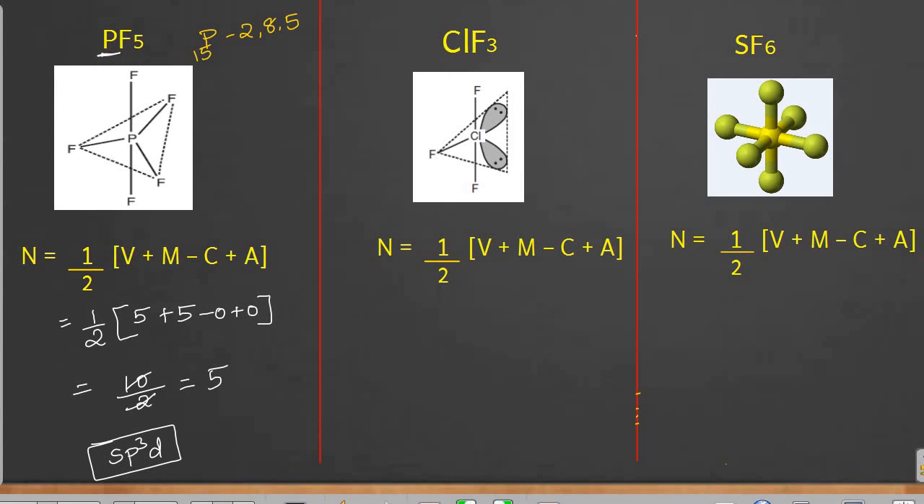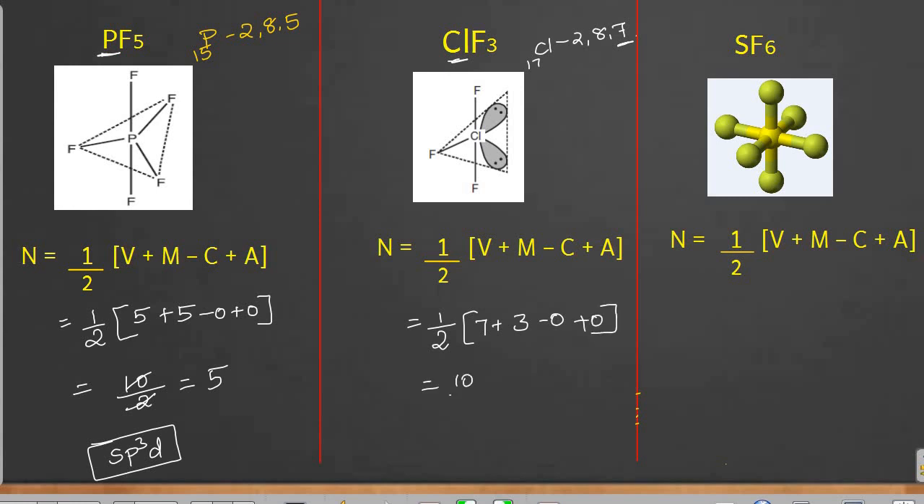Here ClF3, where Cl means chlorine, is the central atom. You can see the structure, and the atomic number of chlorine is 17, with configuration 2, 8, 7. So the outermost electrons are 7. So 7 plus monovalent atoms, which is 3, and there is no cation or anion.